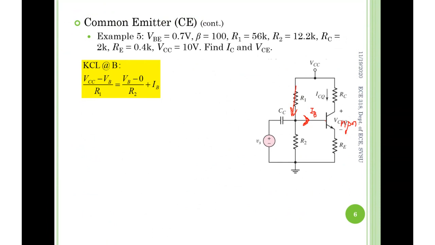Okay, once again, the base current IB direction is up to the type of the BJT. It's towards right. And then this current just equals to base current plus the current downwards through R2, right? That's how we come up with this KCL.